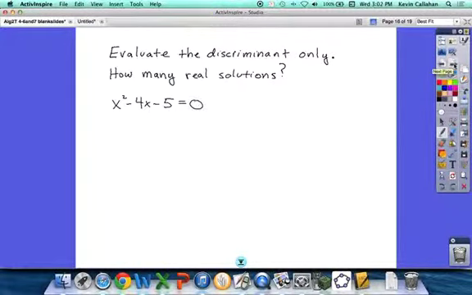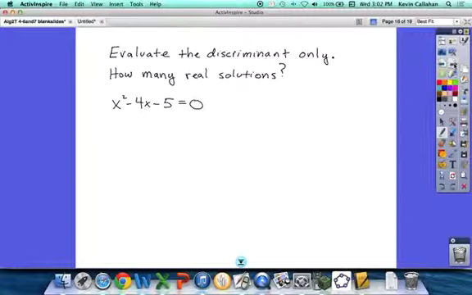Okay, so you're going to get some homework problems that look like this. Okay, it says evaluate the discriminant only. Okay, which it doesn't say only. It just says evaluate the discriminant. I added the only because we're not looking for the whole quadratic formula. Evaluate the discriminant and then say how many real solutions do you expect.